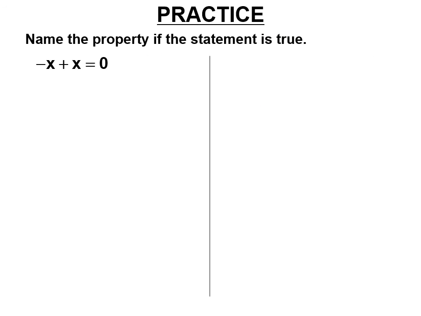All right, so let's go over those properties. There were 3 of them. Which one is this? So those are opposites. The opposite of x plus x equals 0. That's an example of the inverse property of addition. You can just write inverse, that's fine.